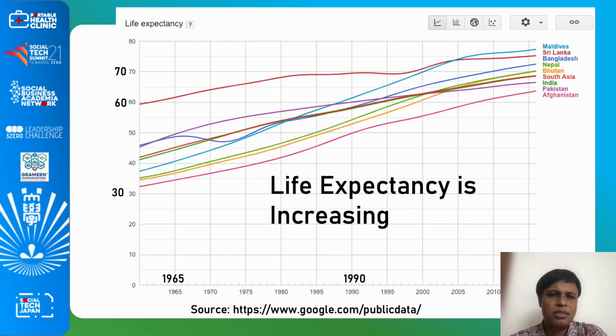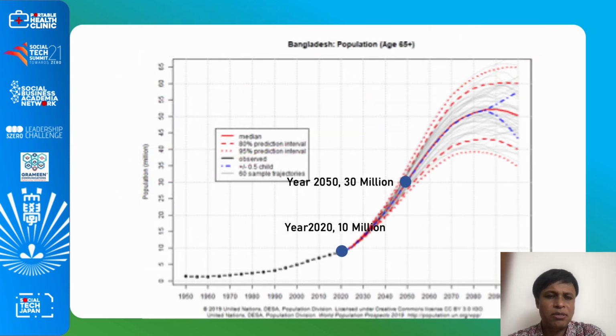The idea is we really don't want just a longer life. Of course, we want a longer life, but we don't want a longer bed life. Also, the population is increasing in Bangladesh. In the year 2020, we had almost 10 million elderly people, but in 2050 it will be 3 times that. So the burden of elderly people in the society will be very big.